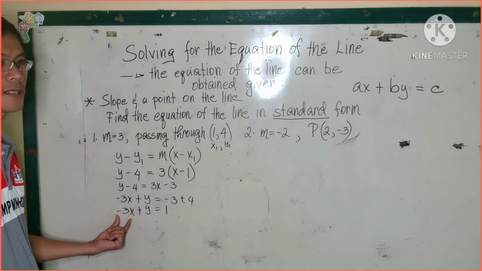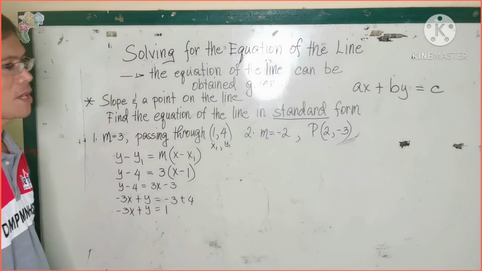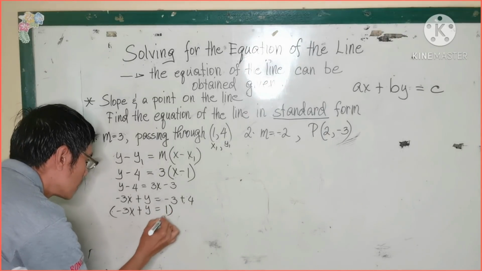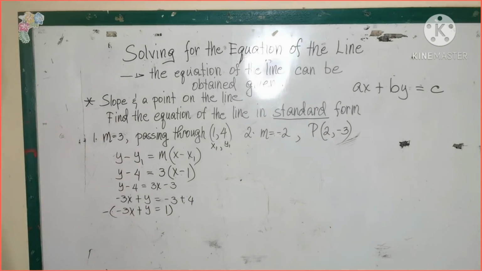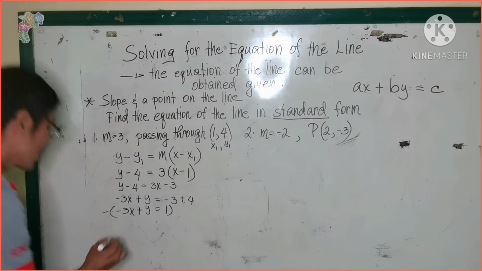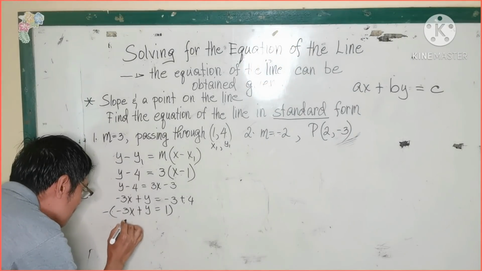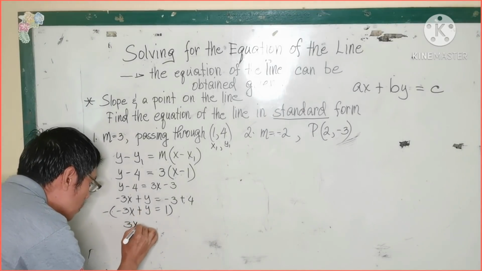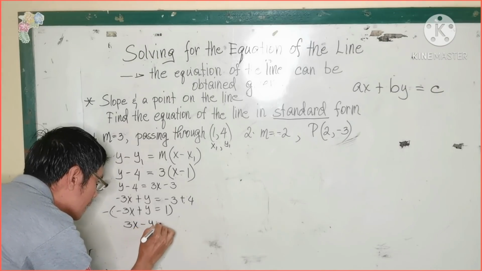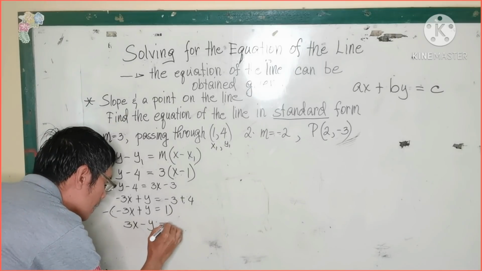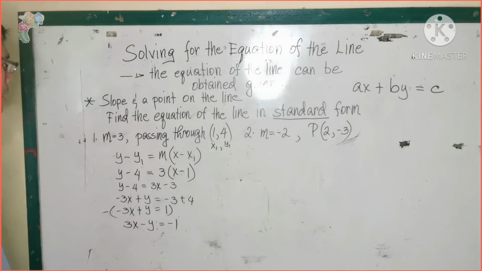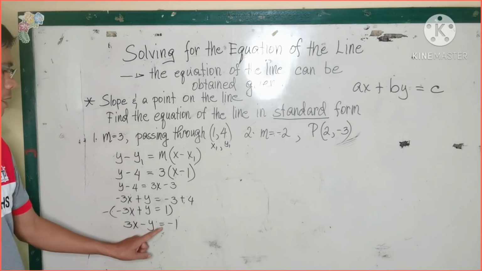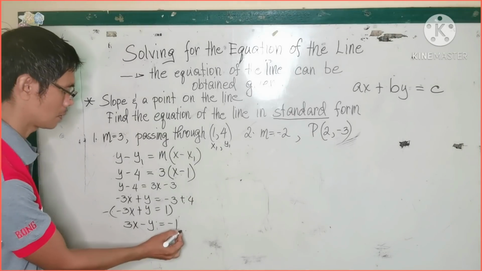Again, our leading term is in negative sign, so that must be positive. So all we have to do is simply multiply all the terms by the negative sign. Negative times negative 3x, we have 3x. Negative times positive y, negative y, equals negative times 1 is negative 1. So the final answer is simply 3x minus y equals negative 1.